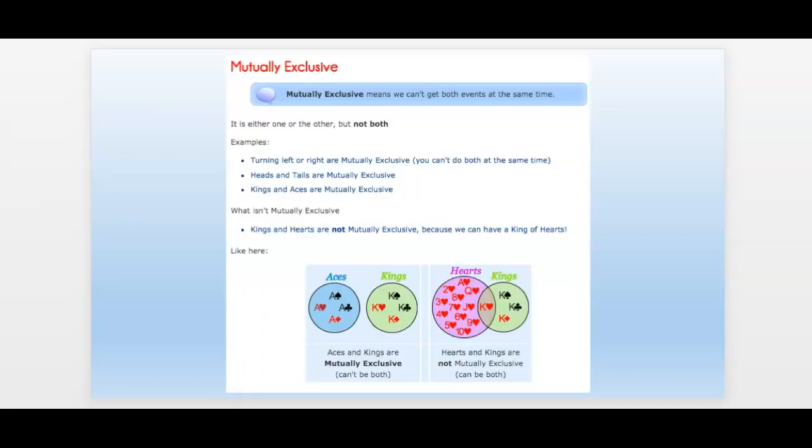As we also talked about, mutually exclusive is very important here today. I want to go a little heavier into this. Again, guys, it means that we can't have both events happen at the same time. Like turning left or turning right, or a heads and a tails, or a king and an ace. You can't get them at the same time. However, a king and a heart, you can get at the same time, because you can draw the king of hearts. One card, and both things can happen.